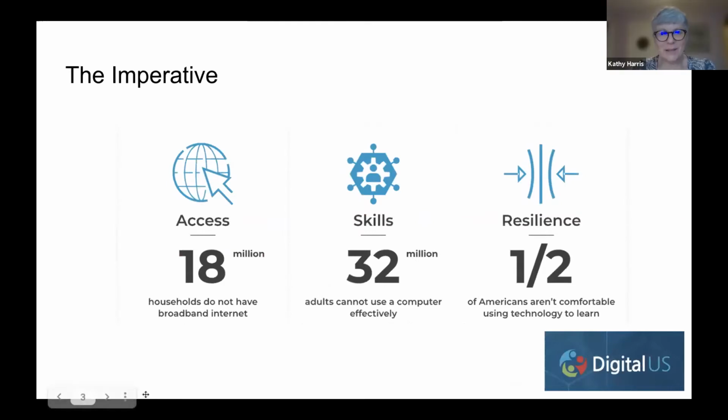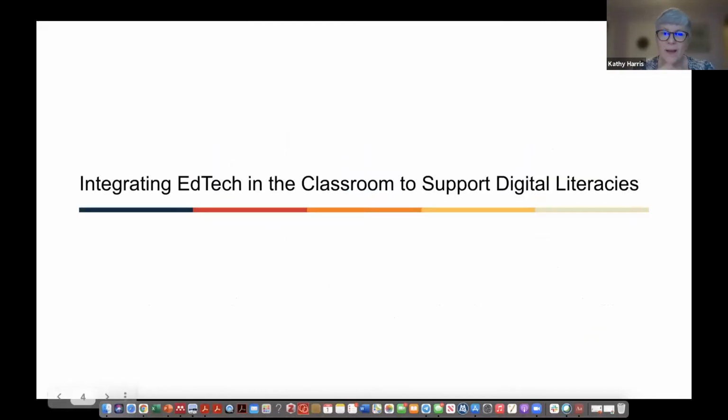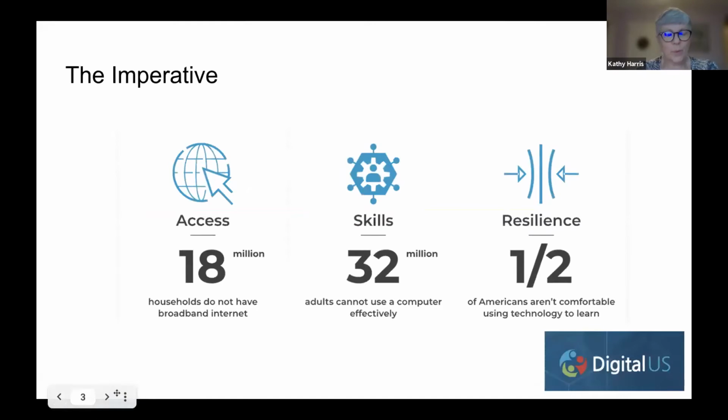Okay, great. Thanks, Jen. So the imperative: why is this so important? Well, it's so important because 18 million households do not have broadband internet access. They don't have internet access through something that's always on and higher than dial-up. And if you break that apart by level of education, race, or ethnicity, the statistic is even more dire. So that's one of the reasons we feel like this is so important.